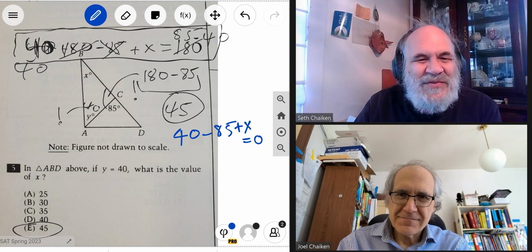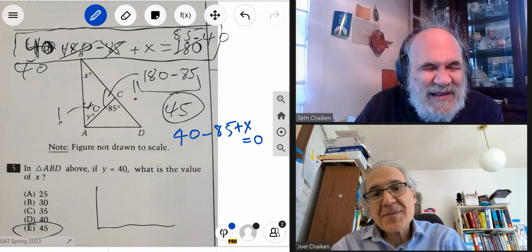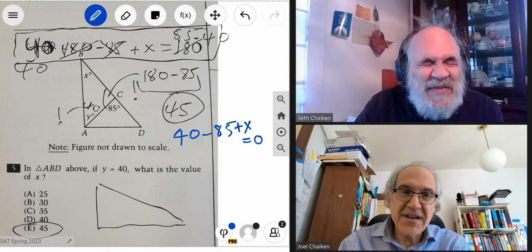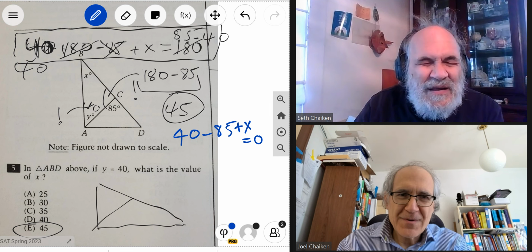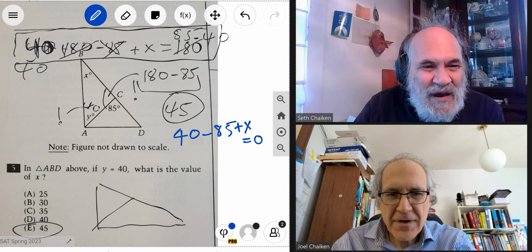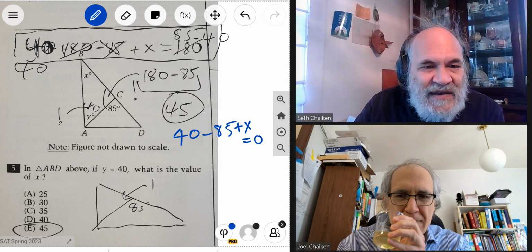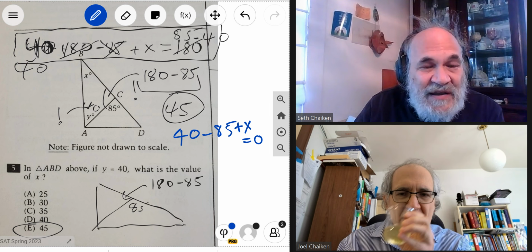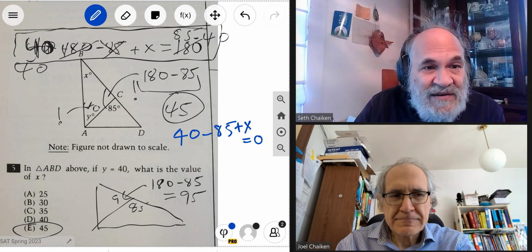The original plan that formed in my mind to solve this problem, I'll show you the original plan. Are you talking about on the geometry side or on the algebra side? On the geometry and arithmetic side. Okay, here's what I thought. This is 85, so this is 180 minus 85. And I calculate that to be 95. So I'd write a 95 here.